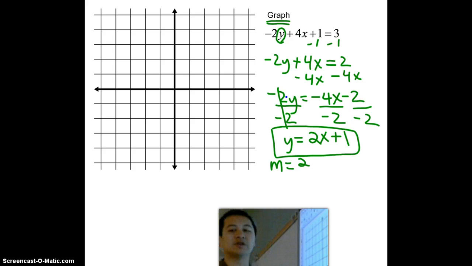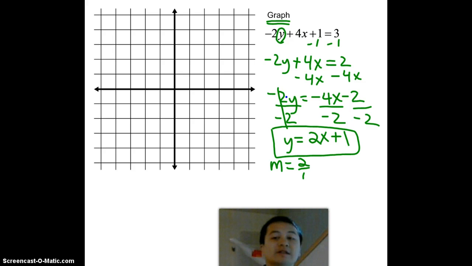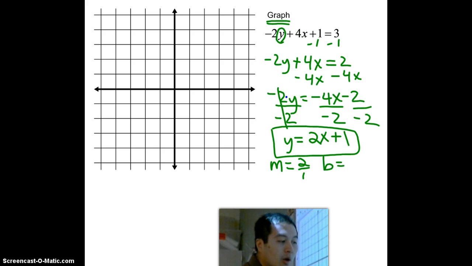But I don't like to just put 2. I like to make it a fraction because slope is always rise over run. It's kind of like a fraction, so I want to keep it as a fraction. If it's a decimal, change it to a fraction. B is equal to 1.